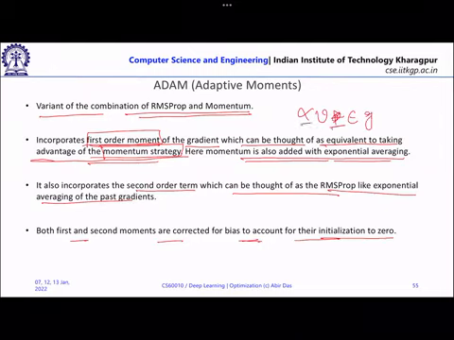So if this alpha value is high, then you are basically biased towards this V value, and V you initialize with 0. So the same thing happens in the momentum strategy.